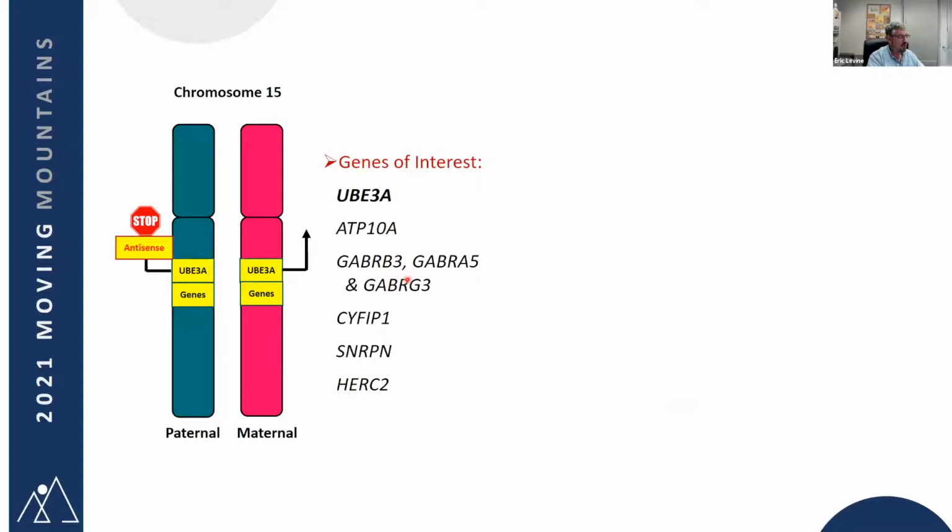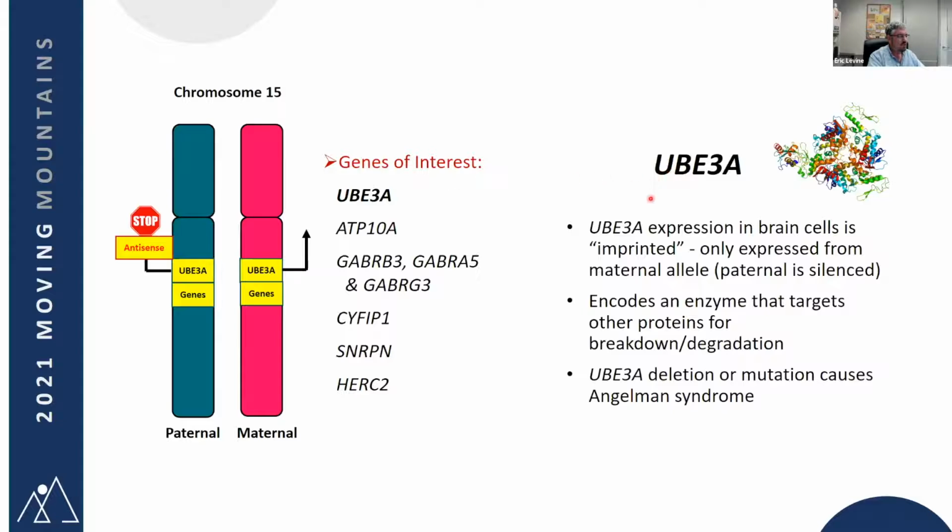Really the overall goal of our project is to try to understand what are the contributing roles of these different genes, ultimately to help identify therapeutic targets. But the work today is going to focus on UBE3A, which we've heard a lot about. The reason why we're going to focus on UBE3A is because UBE3A expression is imprinted. In other words, it's only expressed from one of your parental alleles. In brain neurons, UBE3A is only expressed from the maternal allele, the copy that you inherited from your mother. On the paternal allele, there's this antisense transcript that silences UBE3A expression. So all of the UBE3A in our brain neurons comes from the maternal allele.